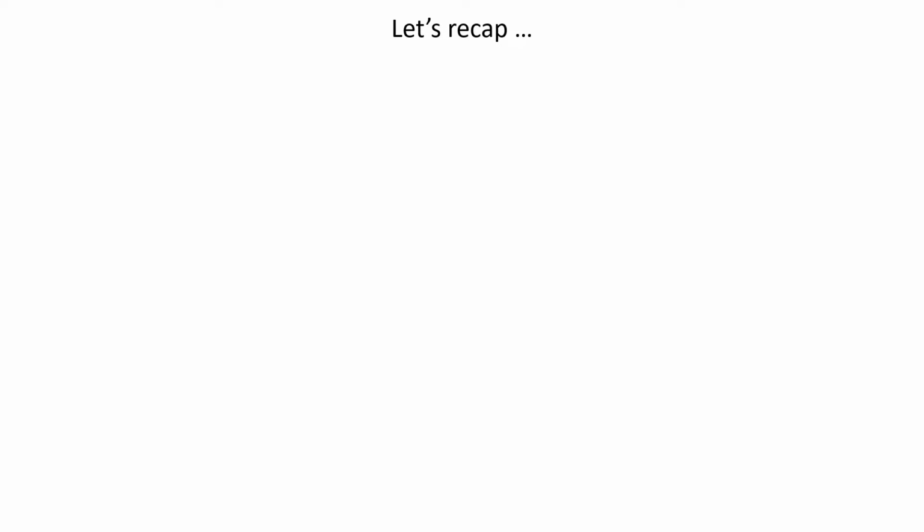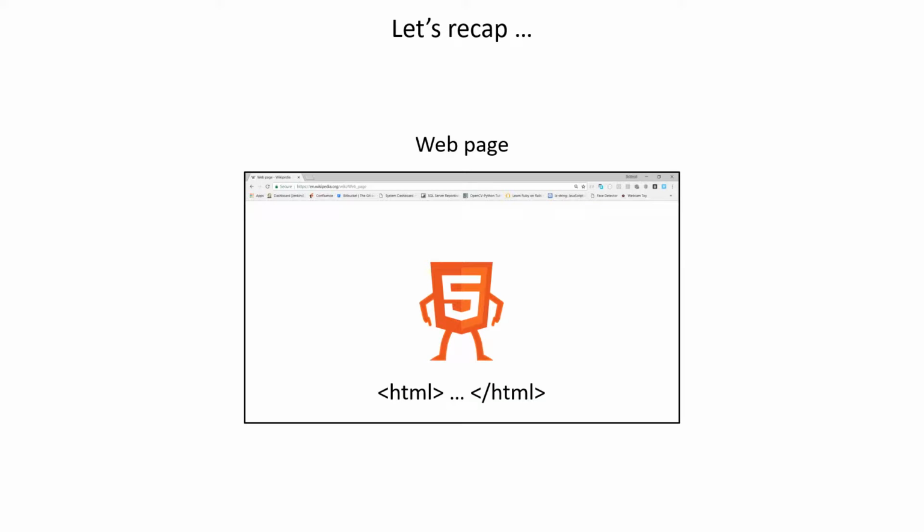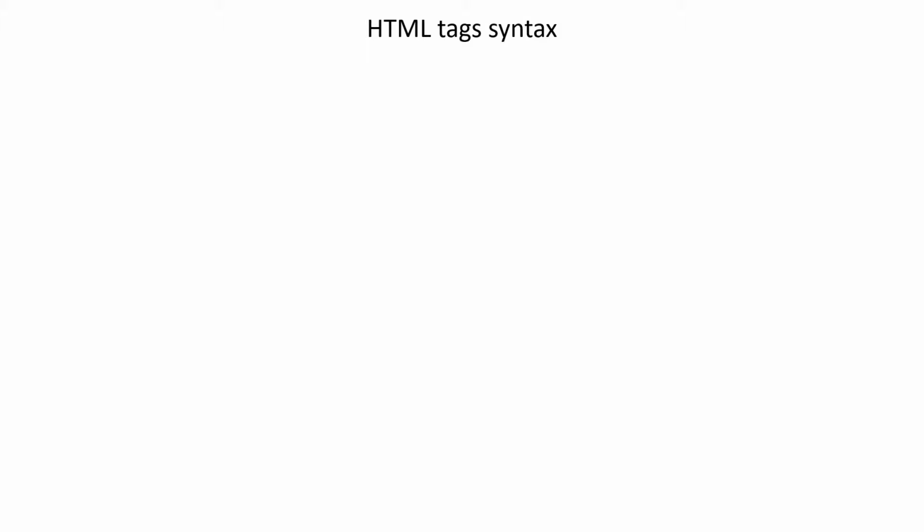Let's recap. HTML is the language in which web pages are written in. An HTML document is made up of tags which mark up or define the different components that make up the document. Let's explore how these HTML tags are written. Tag syntax, or the way in which tags are written, comes in three forms. Let's first look at the first two and how they work together to form elements.